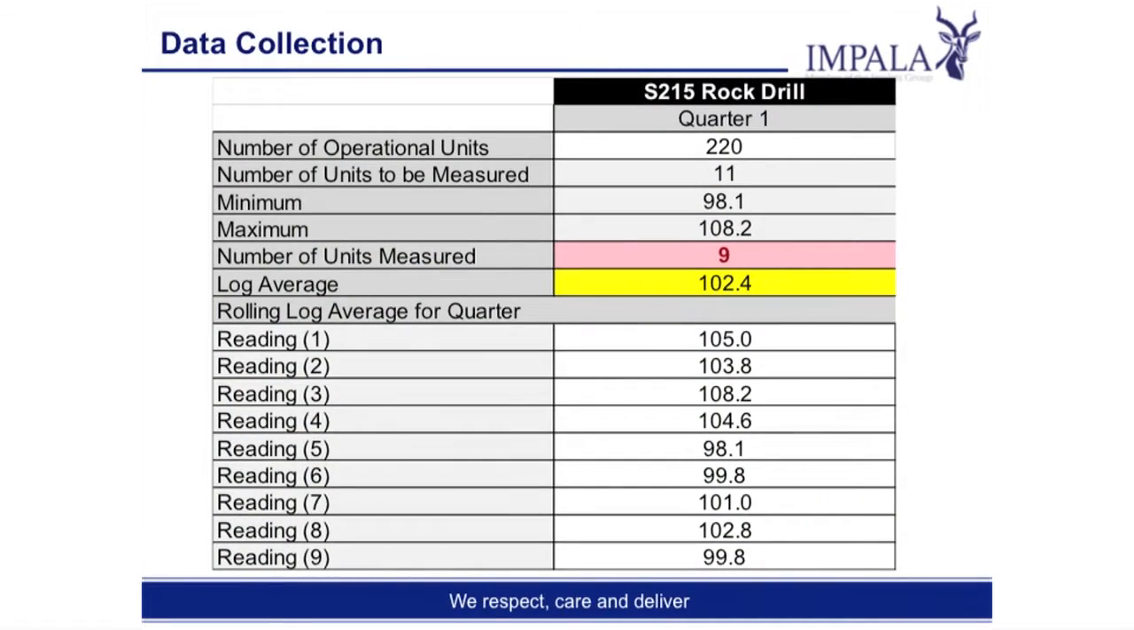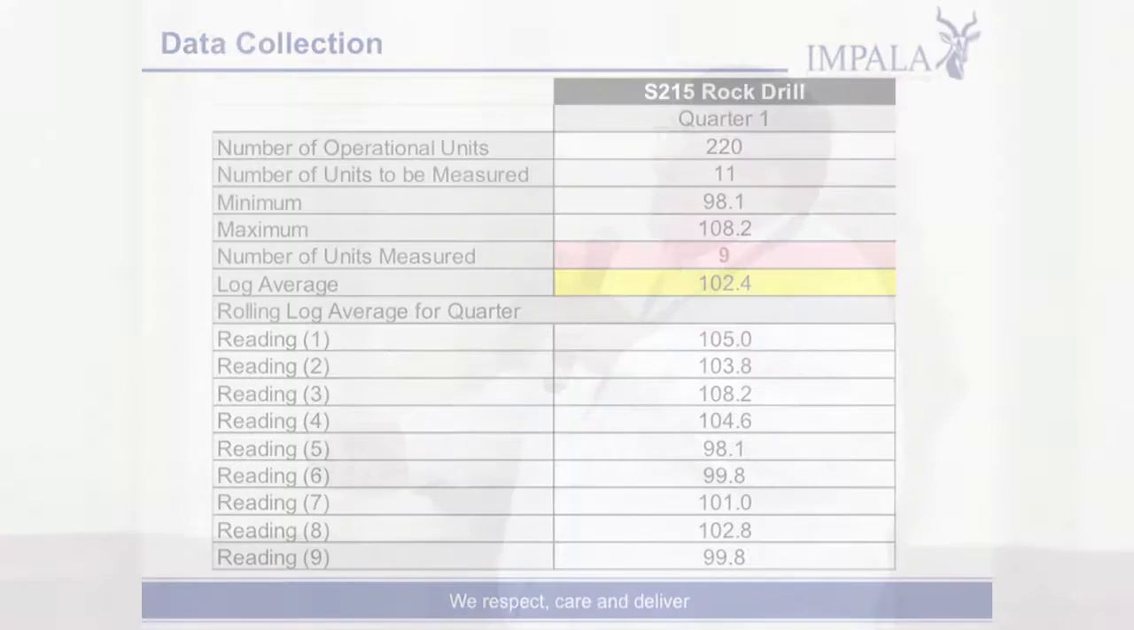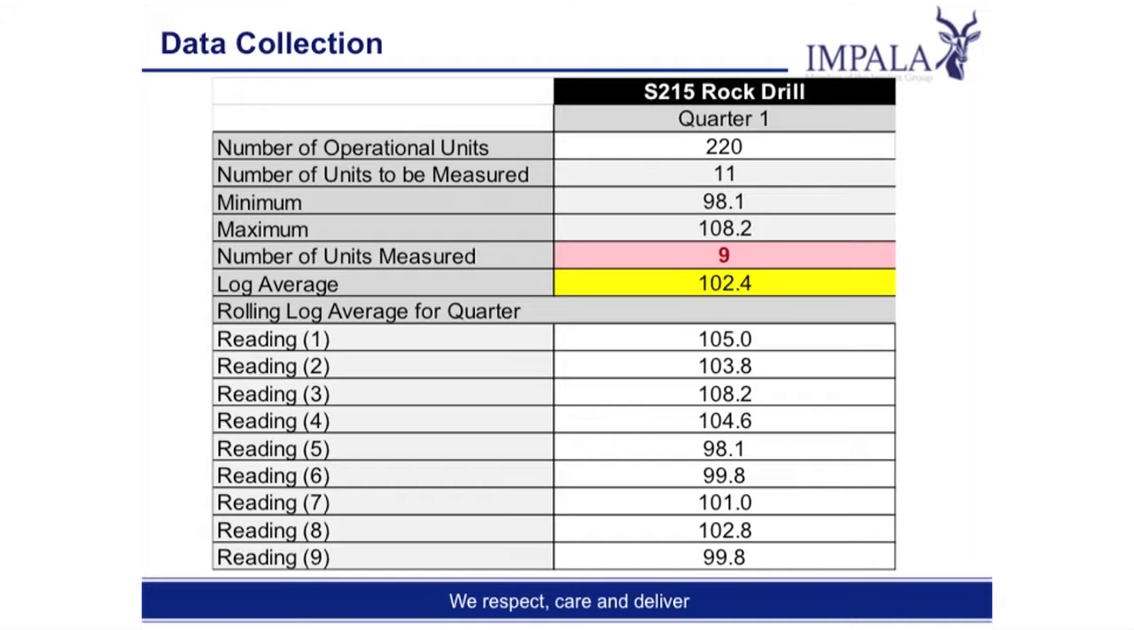In the data, we'll also send out a template that you can actually use. In there, for example, we put in the total number of equipment, let's say 220. The units to be measured is 11, based on a minimum of 5%. Then, out of all of these readings, the minimum value measured was 98.1 and the maximum 108.2. So we have measured 9 out of that.